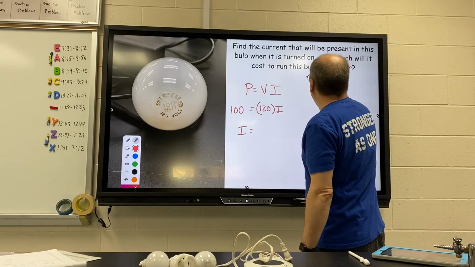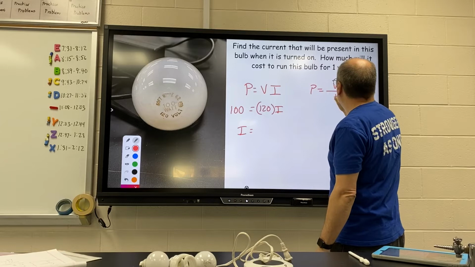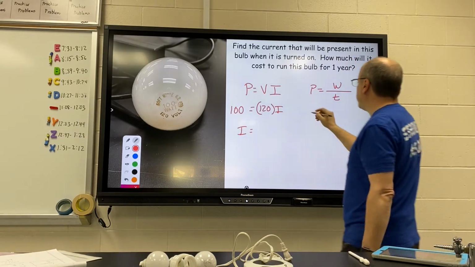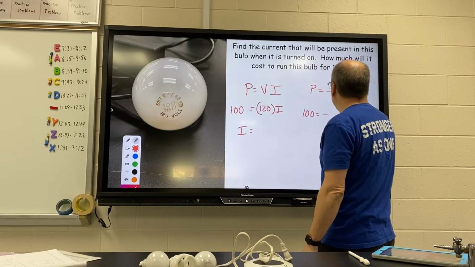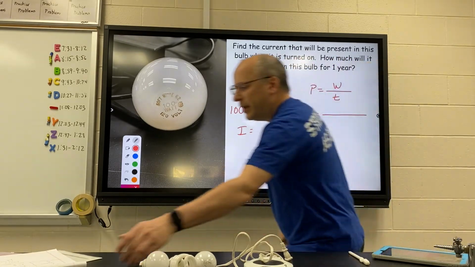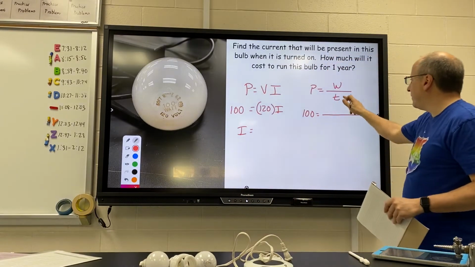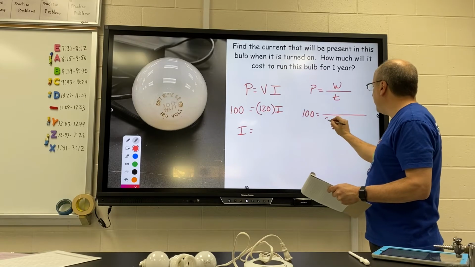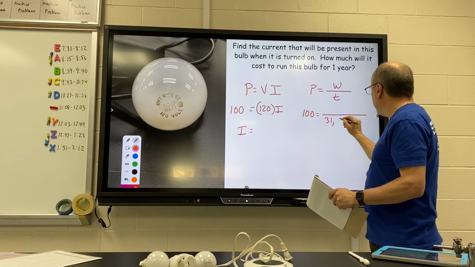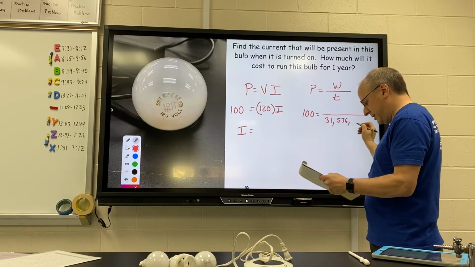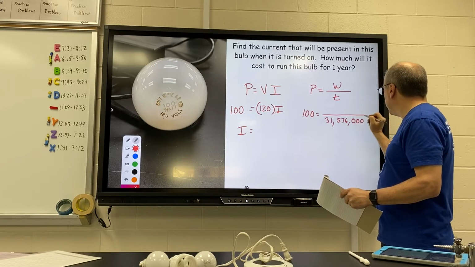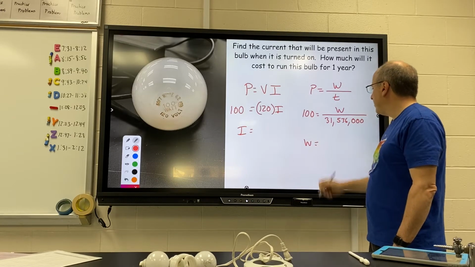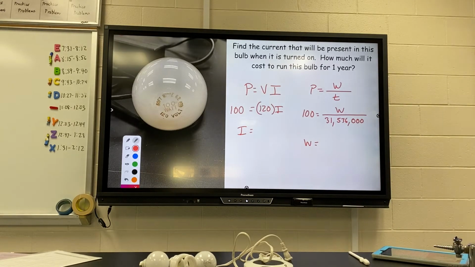We'd also like to find the amount of energy that we use if we leave this light bulb burning all the time. So let's say we have our 100-watt light bulb. Let's say we're going to let it run for a full year. Make sure you turn your number of days into seconds. And for 1 year, it's about 31,536,000 seconds. You solve it for W and get the energy used for 1 year.